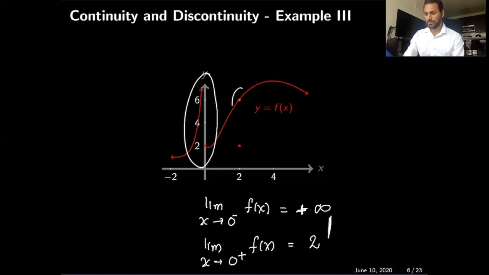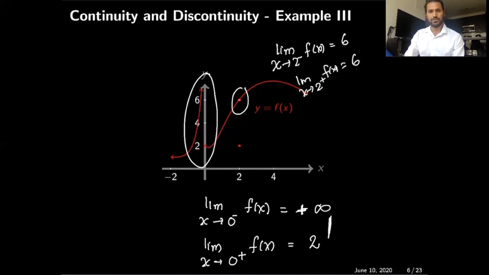However, here the left limit of the function at 2, limit as x approaches 2 from the left, is approaching 6, and also the right limit as x approaches 2 from the right side is also 6. So the limit does exist, but the value of the function at 2 is 2, which is not equal to the limit. The function will not be continuous if the limit is not equal to the value of the function.